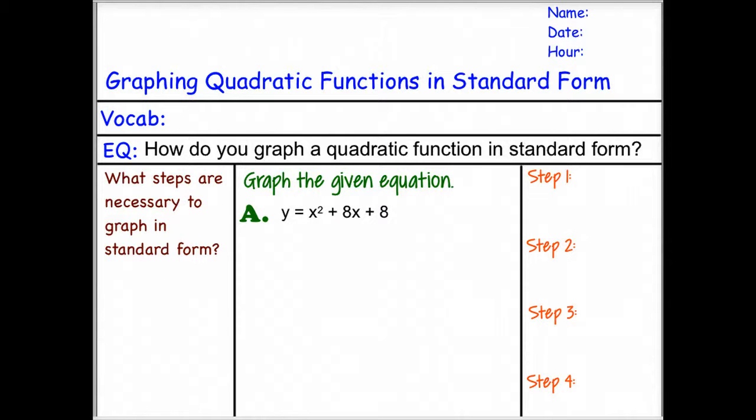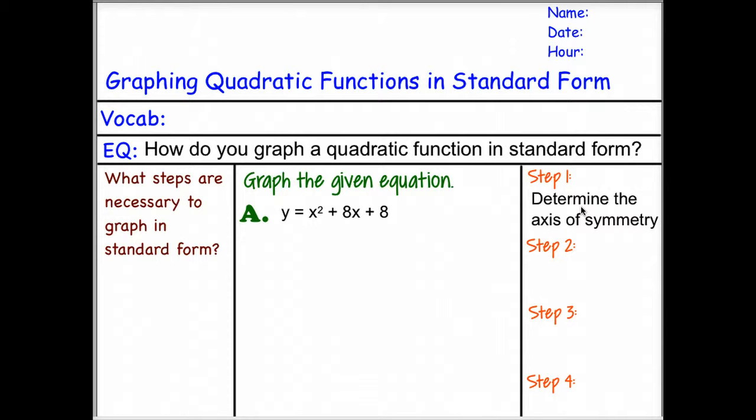Yesterday we switched gears from our focus that we've had for the last several days on factored form into going on standard form. Today we're going to take that finding the vertex and put it into an effort to graph these. So our first example is y equals x squared plus 8x plus 8. And the first step is going to be to determine that axis of symmetry.